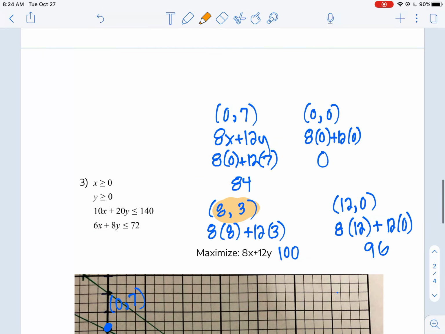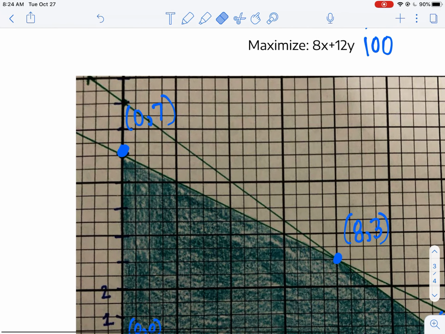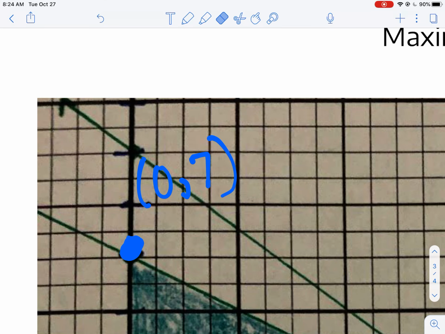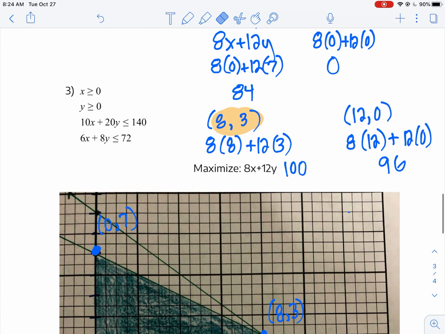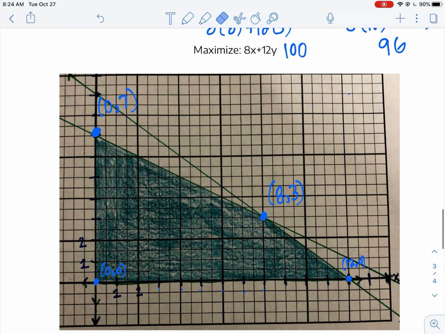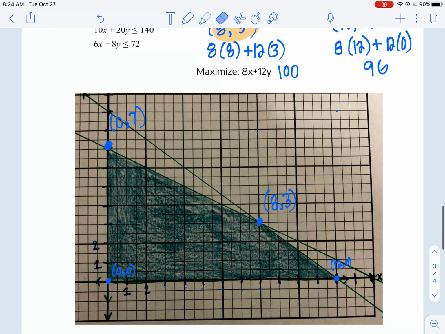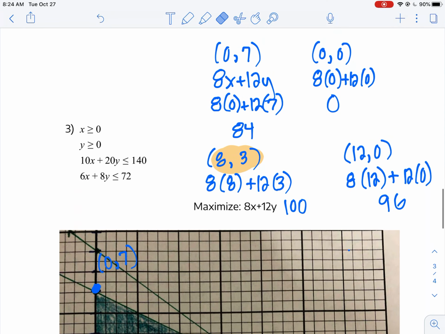Oh, I did something wrong. I'm glad I checked this. I'm going to go back. Let's see. Instead of 0, 7 here, nope, that was right. Just want to double check. It's always good to double check your work. And then 8, 3, yep, that checked out. And 12, 0, awesome.